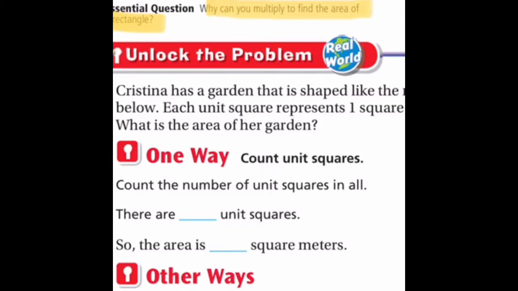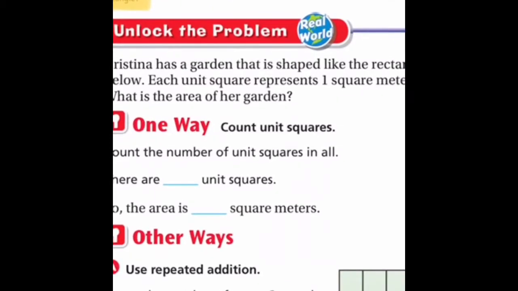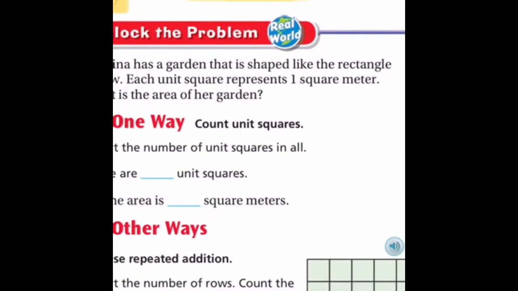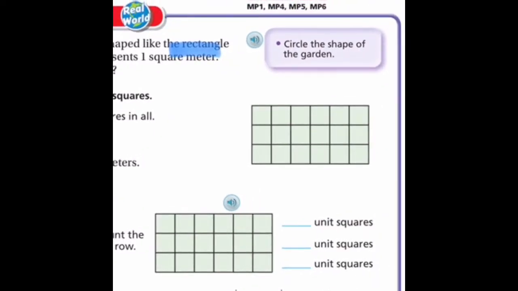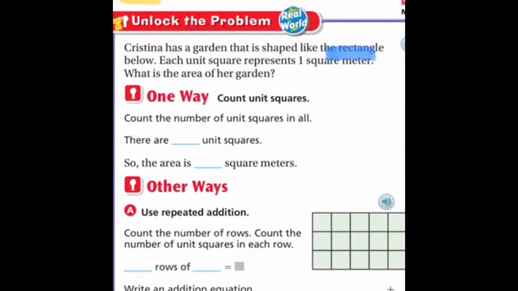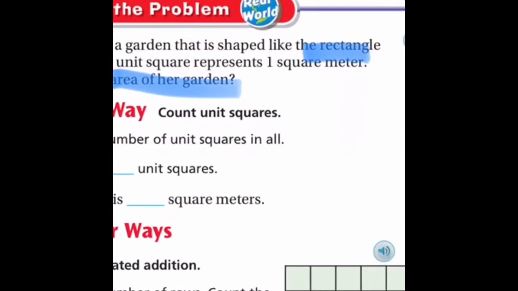Let's take a look at unlock the problem. Christina has a garden that is shaped like the rectangle below. Okay, over here. So here is the rectangle we're talking about. What is the area of her garden? Oh, I missed one part. Each unit square represents 1 square meter.